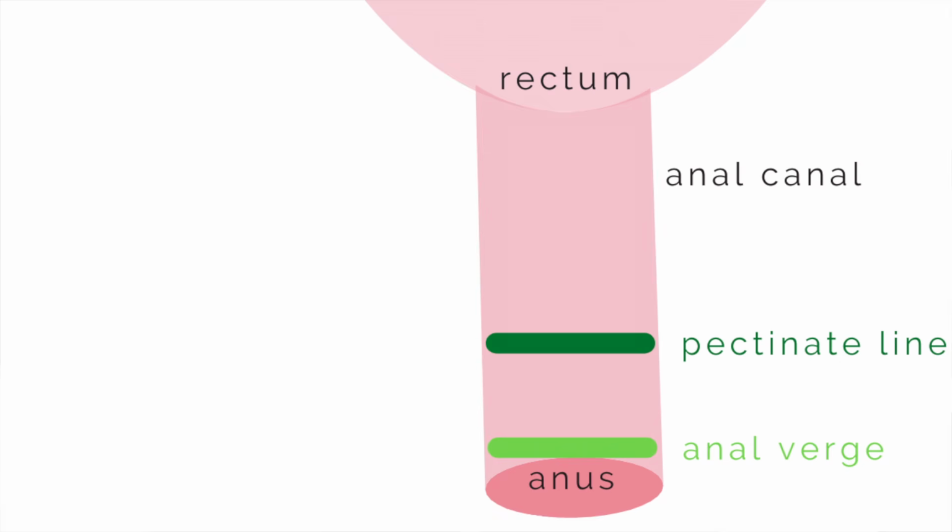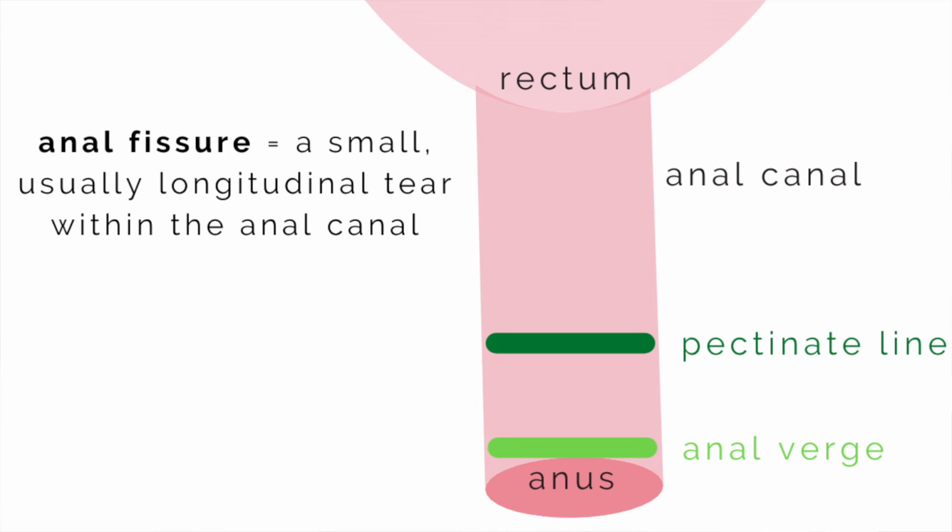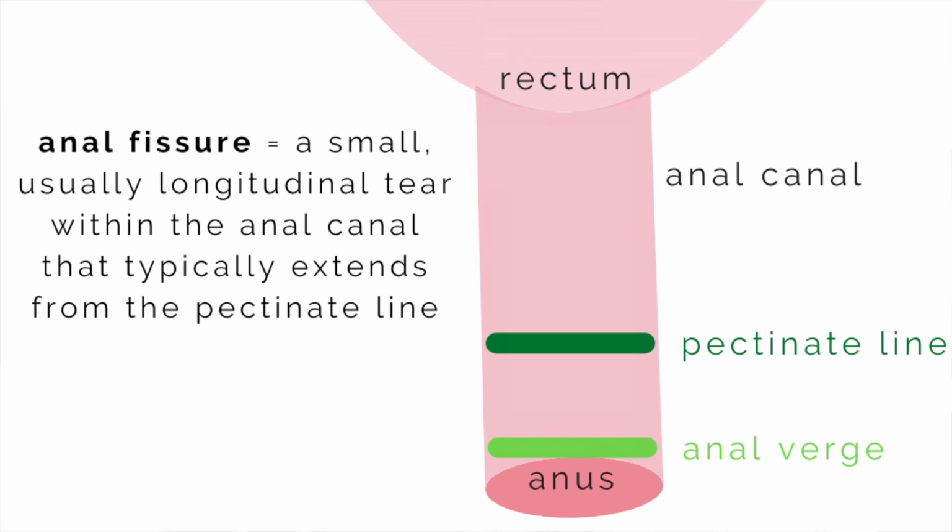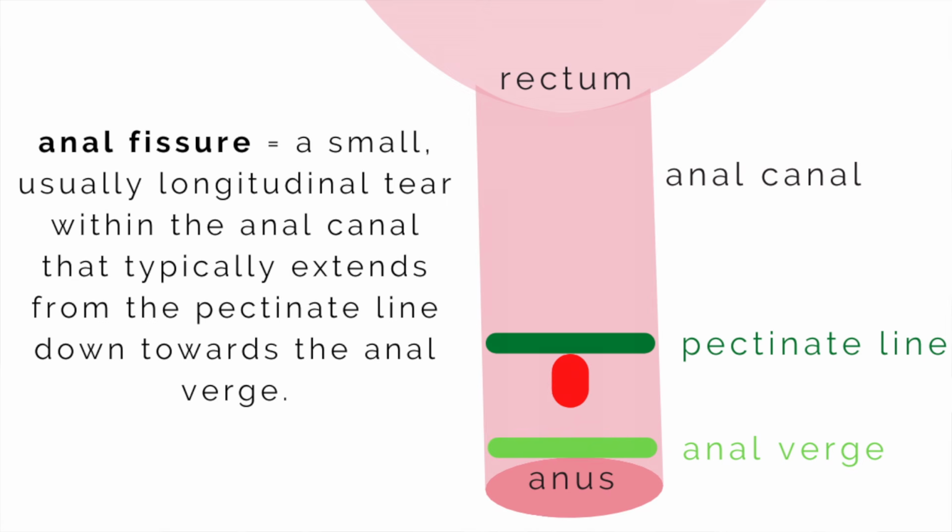fissure. Fissure is just another word for tear, and many of us have experienced fissures or tears on our lips. Cracked or chapped lips are actually incredibly similar to anal fissures, and if we wanted to use anatomically correct language, we could call chapped lips labial fissures. Similarly, the term anal fissure is used to describe a small, usually longitudinal tear within the anal canal that typically extends from the pectinate line down towards the anal verge.